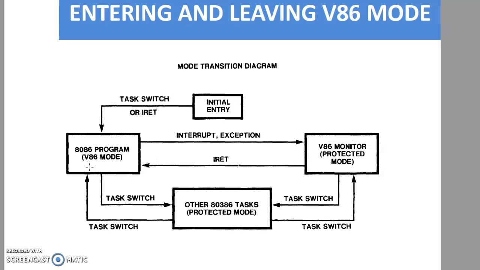This is how, using task switch, interrupt return and interrupts and exceptions, you can switch from one mode to another mode by using the VM bit of the E flag register. So by setting the VM bit, you enter into virtual 86 mode, and by resetting the VM bit, you enter into protected mode. And this triggers on an interrupt, exception, task switch or interrupt return.